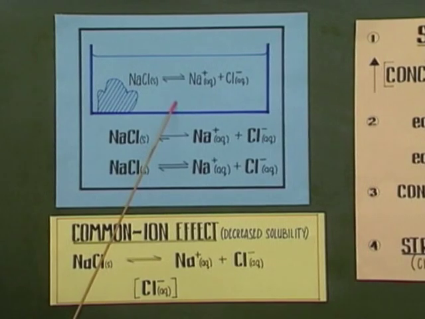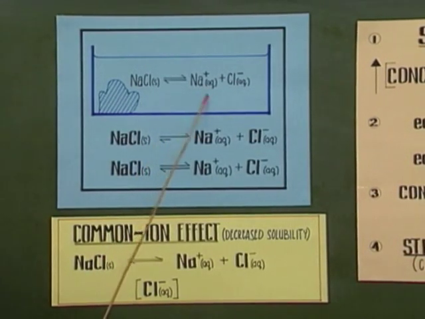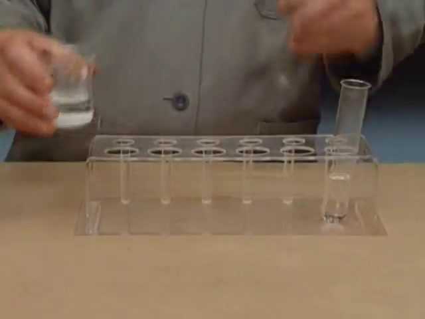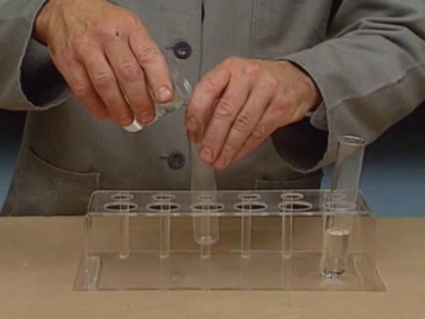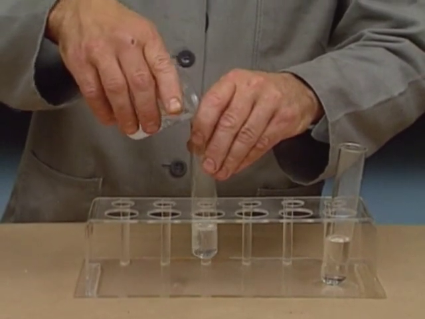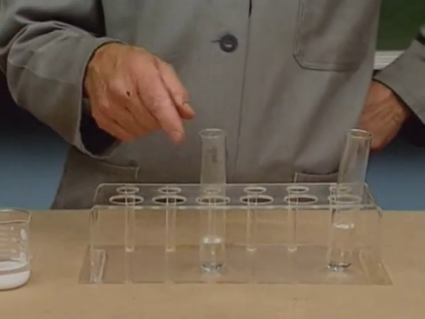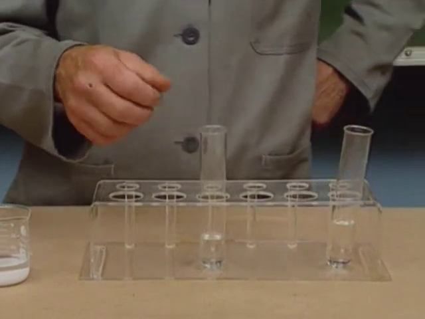And the solution is now called saturated because it will be saturated with sodium ions and chloride ions, of which the concentrations will now remain constant. If I now take this saturated solution and decant it into a test tube to leave the undissolved solid behind, then this solution here will still be saturated with sodium and chloride ions.